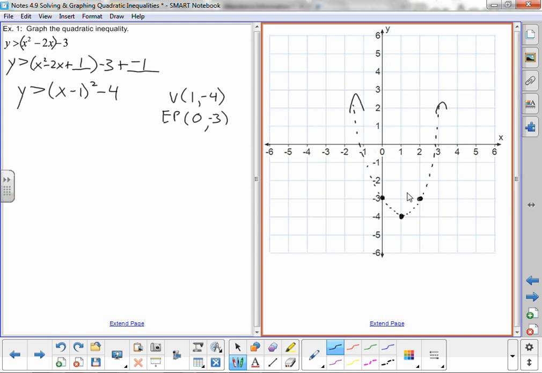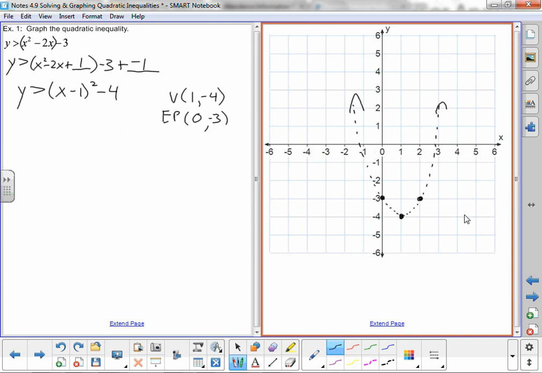Now my next thing is I got to test a point either inside or outside. Now you can test any point you want anywhere on here. Does not matter where. I would suggest plugging in a point that's on the y-axis, just because then your x values will be 0. Like for example, this point right here is 0, 3, which is right here. That's obviously inside of my parabola.